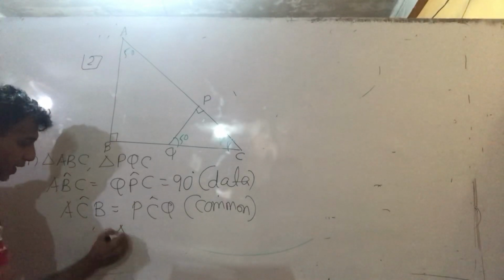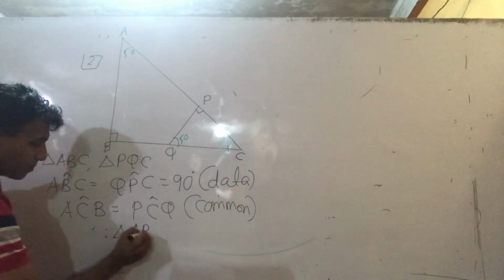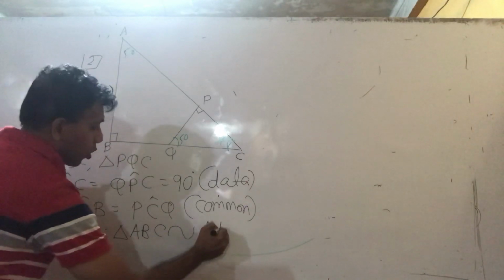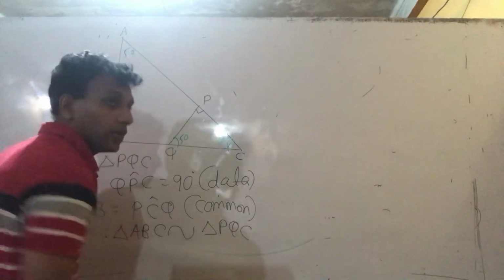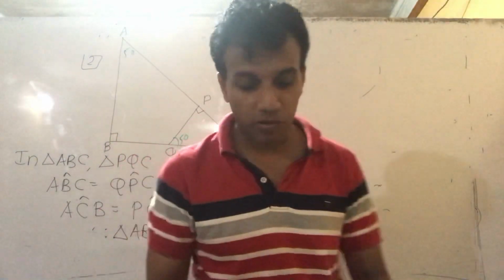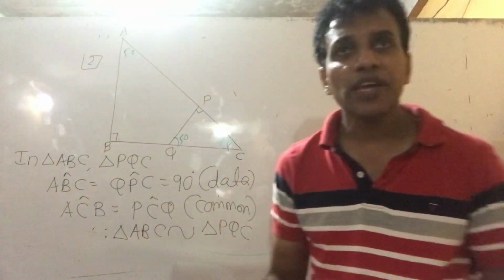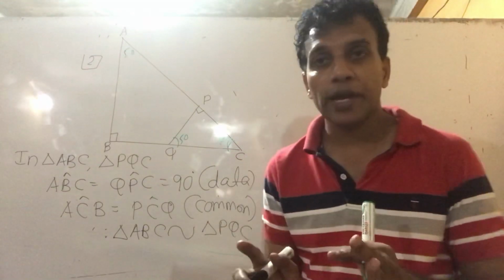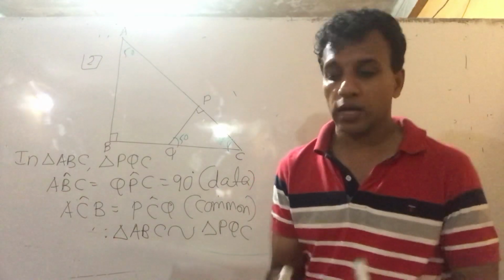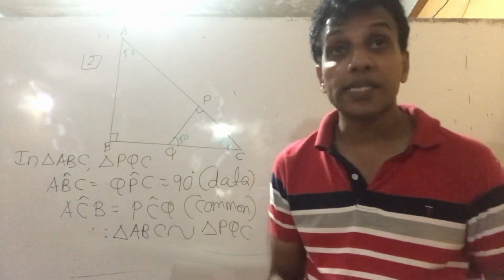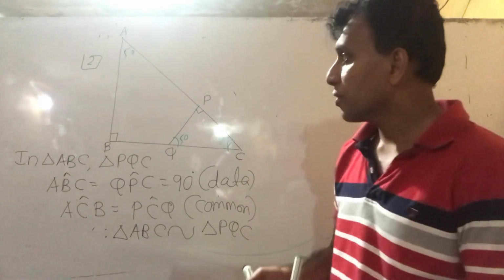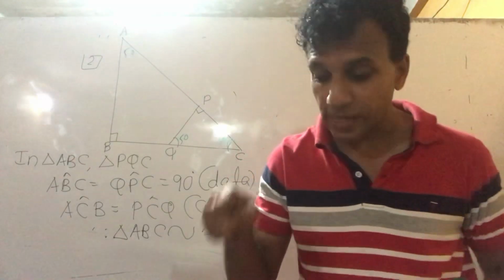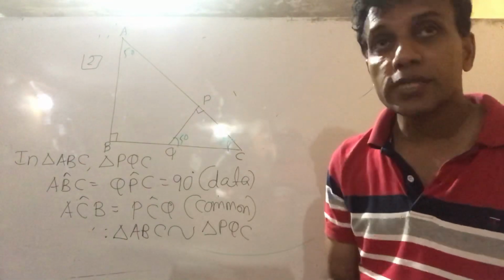Therefore, triangle ABC is equiangular to the small triangle PQC. That's the interesting proof of this type of question, right? Then write the ratio and check. Once you show the similar triangle or equiangular part, hereafter corresponding sides are proportional. Then write the ratio, check the answer and do it. They've shown QC, so you always start from QC.